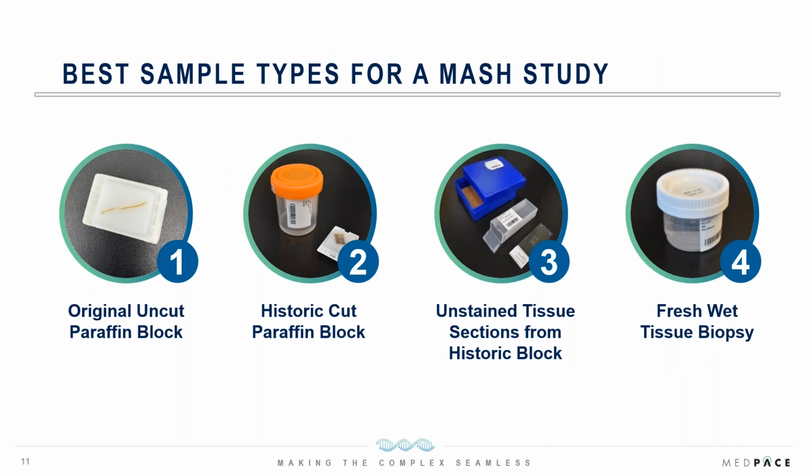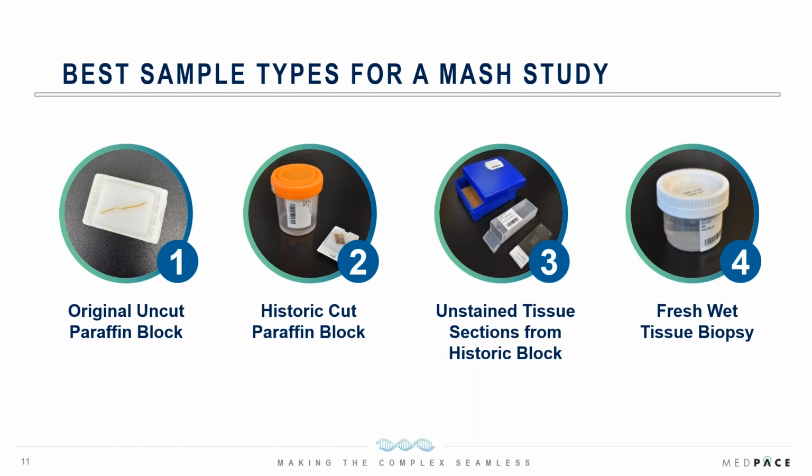All right, so now let's turn our attention to the question that seems to come up quite a bit: what's the best sample type for a MASH study? So I've put these in rank order. The first or preferred sample would be an original uncut paraffin block. So this would be in the scenario where the biopsy is obtained and a local pathology lab simply processes the biopsy, puts it into the paraffin block, and sends the paraffin block to the central lab. Obviously, there's going to be a lot more tissue in that block for us to cut and stain because it has not been cut by the local lab.